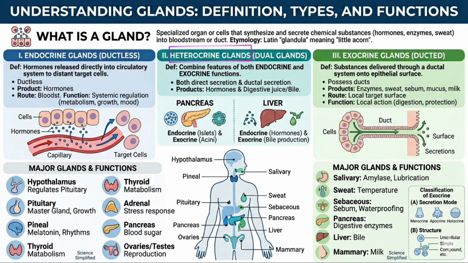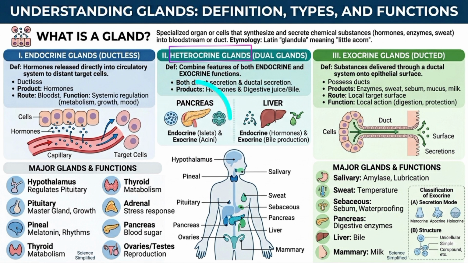Part 3. Heterocrine glands. Middle section. Next, let's move to the middle section labeled 2, heterocrine glands or dual glands. Definition: these glands combine features of both endocrine and exocrine functions. They perform both direct secretion into the blood and ductal secretion.